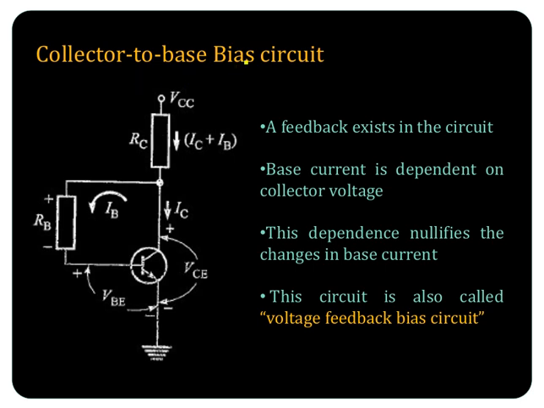Now, collector to base bias circuit. What are the features? You can see that there is a feedback which is existing in the circuit. From the collector, you are actually taking a feedback to the base through RB, isn't it? The base current is dependent on collector voltage. This dependence nullifies the changes in base current. Since it is like a feedback taken from the collector circuit to the base, it is known as voltage feedback bias circuit. This collector to base bias circuit is also known as voltage to voltage feedback bias circuit.